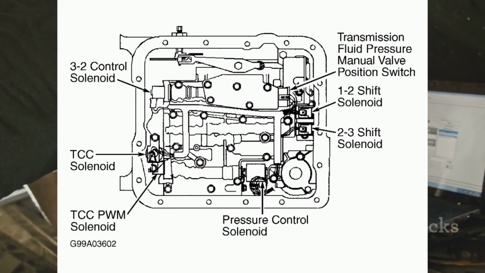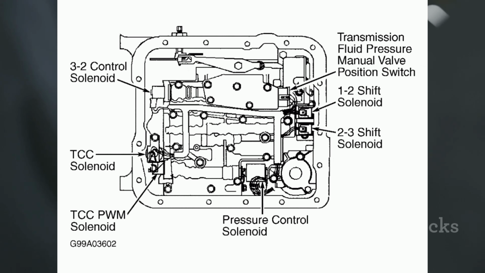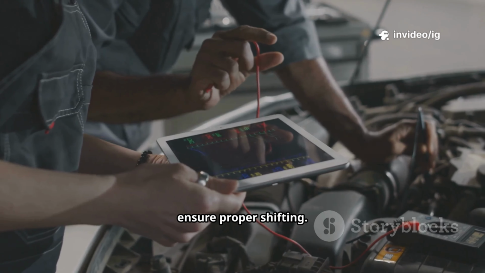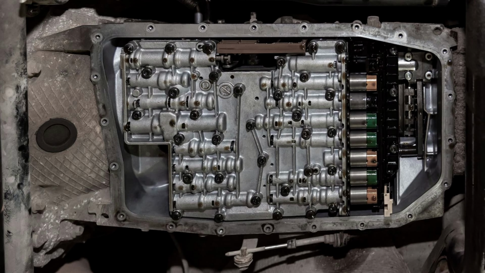Transmission Fluid Pressure Sensor. Location: found on the side of the transmission near the hydraulic lines. Function: monitors fluid pressure to ensure proper shifting. Shift solenoid wiring and connectors.